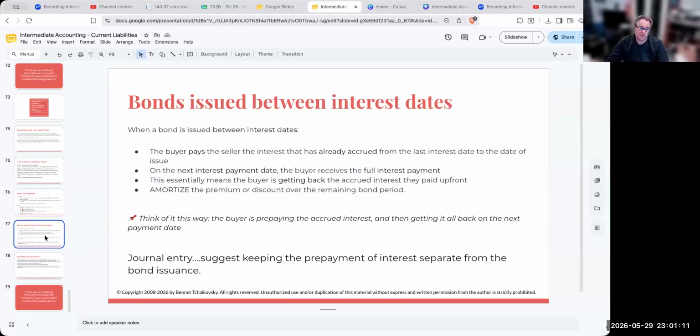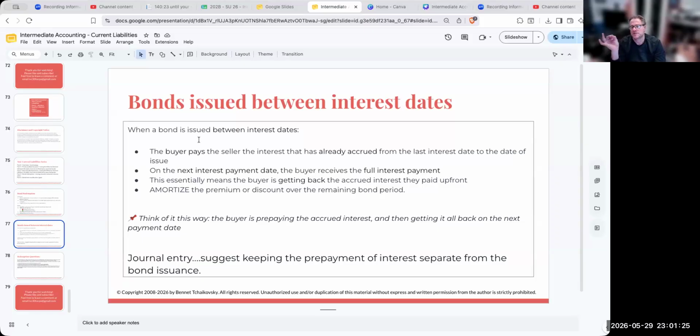Now, the other thing I'm throwing in here is bonds issued in between interest dates, because I think it's the best way to learn intermediate accounting. When a bond is issued in between interest dates, the buyer is going to be paying the seller the interest that has already accrued from the last interest date to the date of issue. On the next interest payment date, the buyer is going to receive the full interest payment. This essentially means that the buyer is going to get back the interest they paid up front.